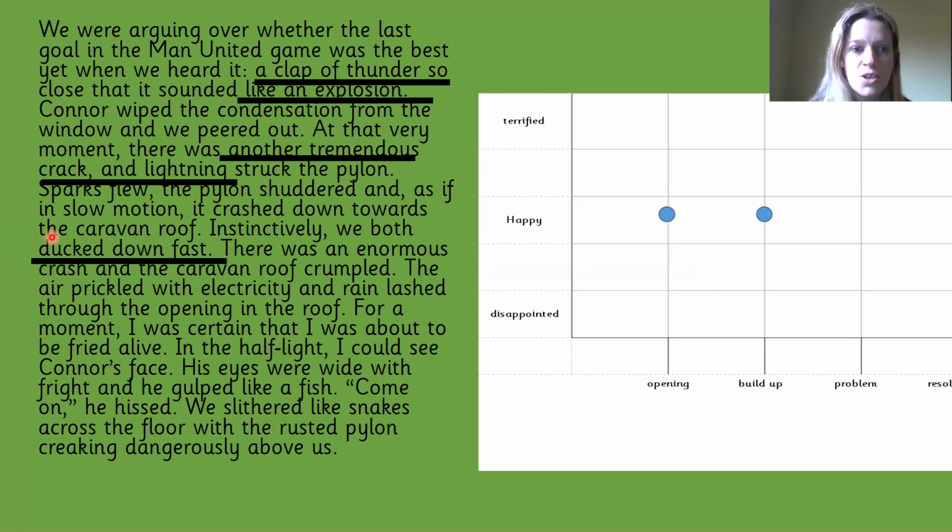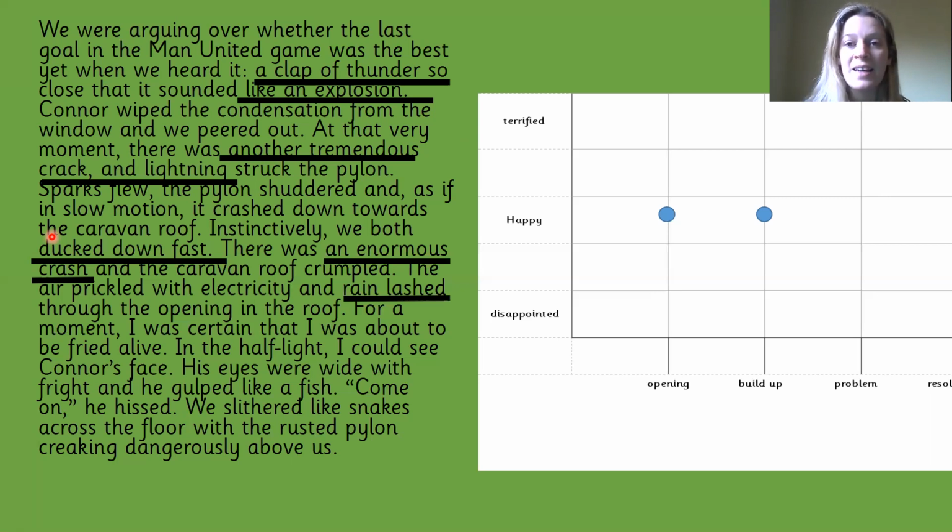There was an enormous crash and the caravan roof crumbled. The air prickled. We've got this enormous crash, and how it's coming down. So again, this is describing things around them that might be making them scared. These crashes, these electric sparks that are happening out in the distance. The air prickled with electricity and rain lashed through the opening in the roof.